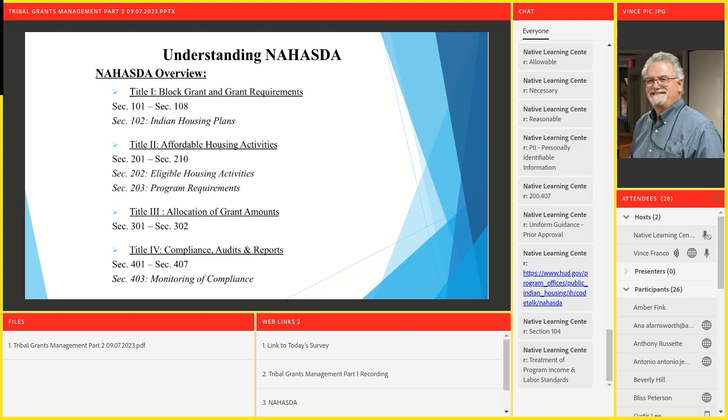And you want to get familiar with it because NAHASDA requires it, though it doesn't give the dollar amount threshold. That's another, that we find somewhere else. But I can tell you what it is. It's $2,000 or more. Using federal funds, you fall into the realm of Davis-Bacon legislation.